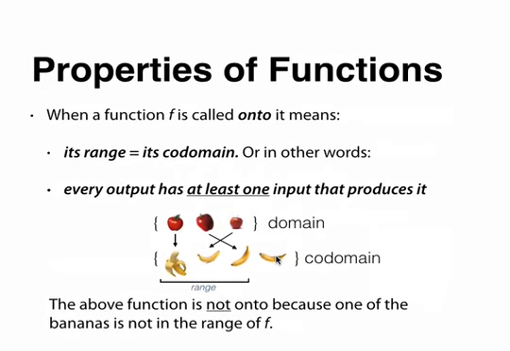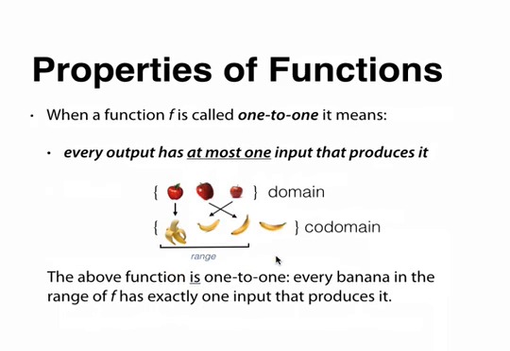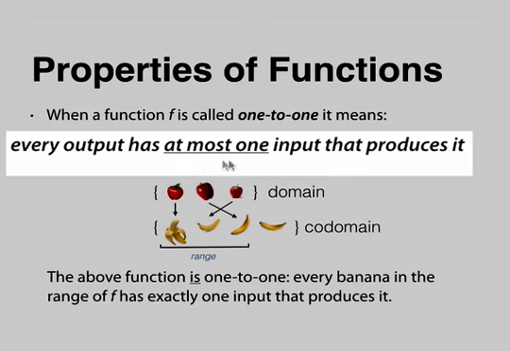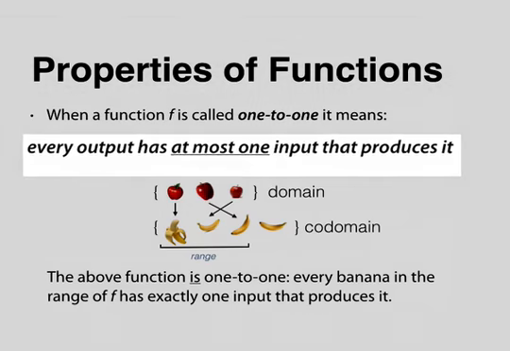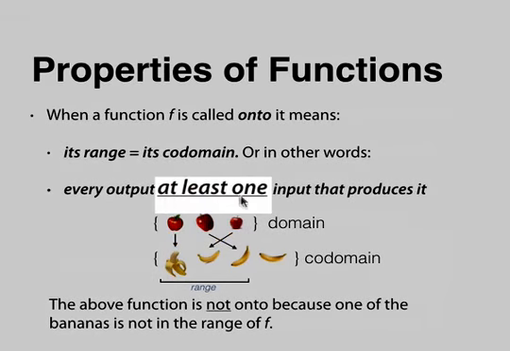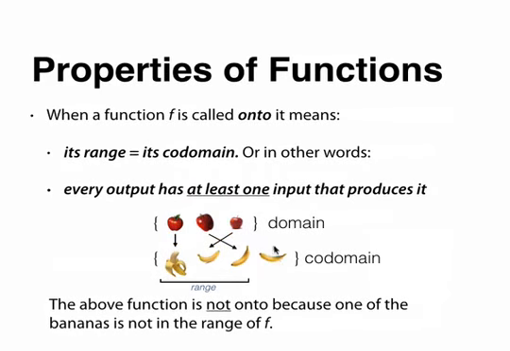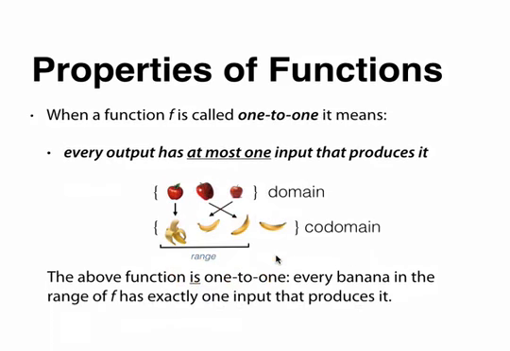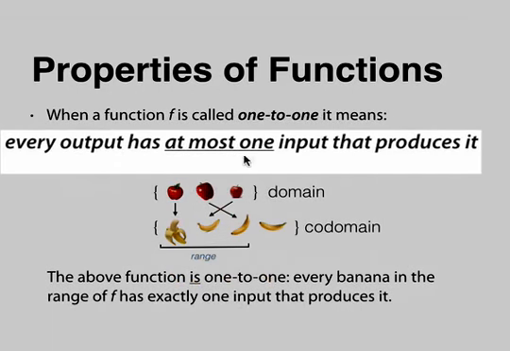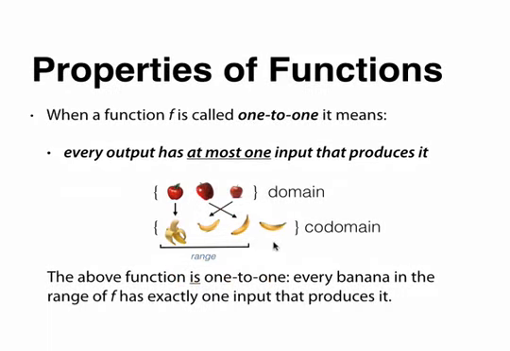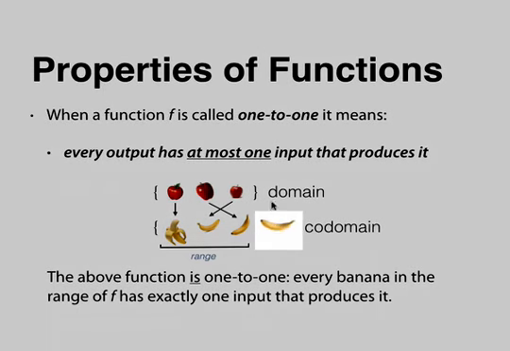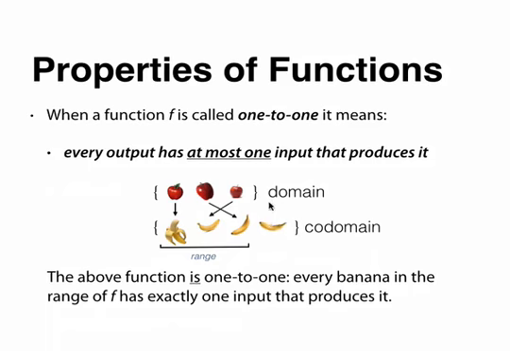Now there's a flip side, a dual of this concept, called one-to-one. A function has this property, one-to-one, if every output has at most one input that produces it. Once again, over here we had at least one input, right? This banana doesn't have a single input, so it's not onto. The function is not onto. Here, on the other hand, every output has at most one input that produces it. So this banana has no inputs that produce it, but that's okay because 0, the number of inputs, is less than 1. And we're just looking for at most 1.